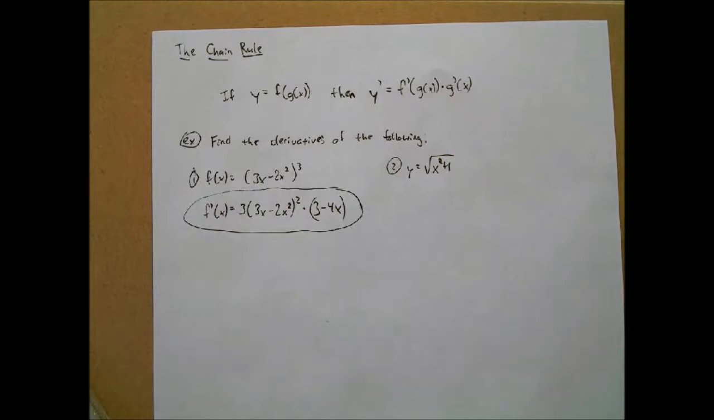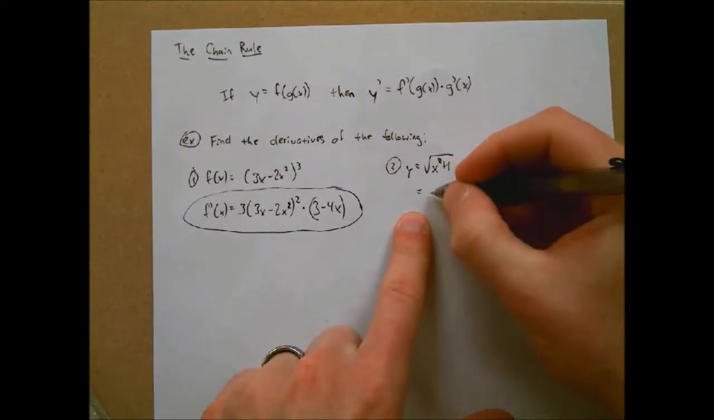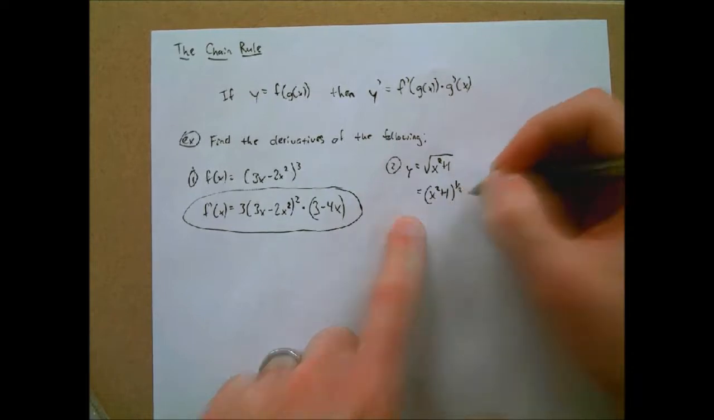All right. Y equals the square root of x squared plus 1. Okay, so before we go about taking the derivative here, how should we rewrite number 2? What should we do first, before you go take the derivative? Square roots are no help. So rewrite it as to the 1/2 power.